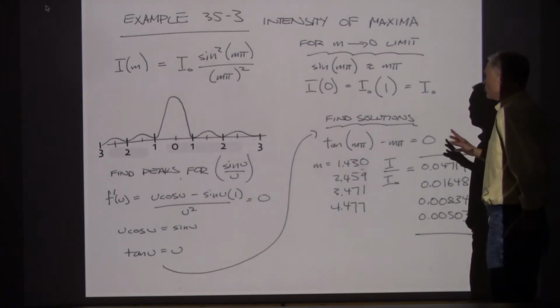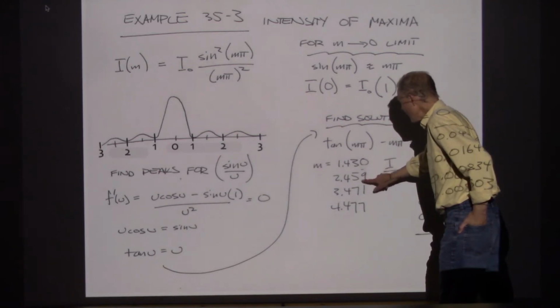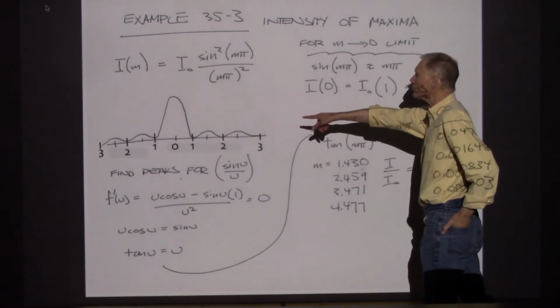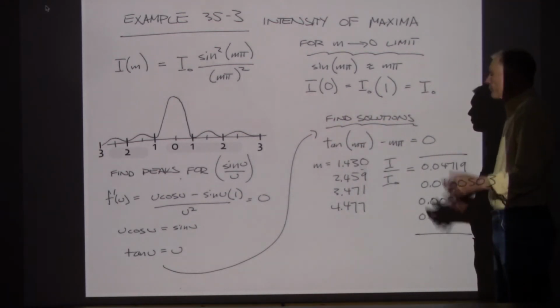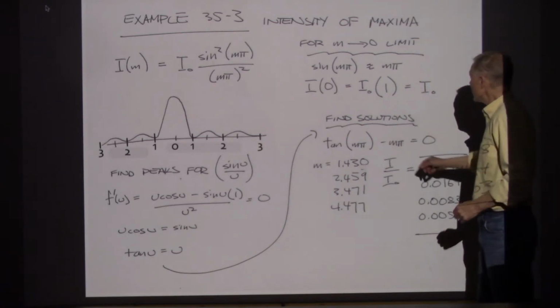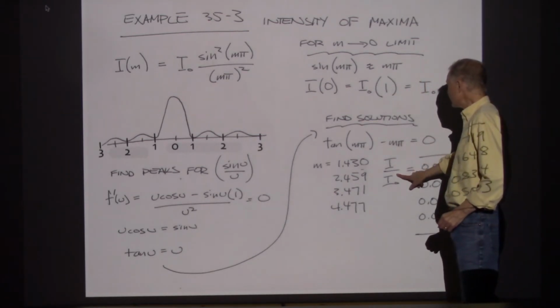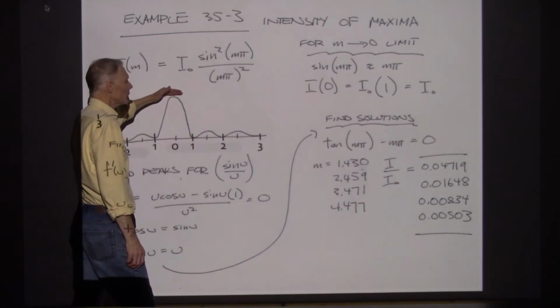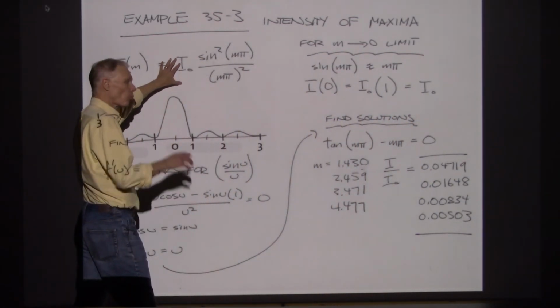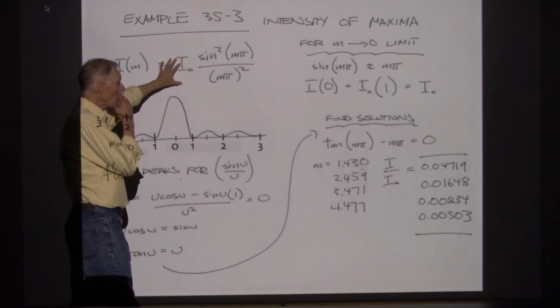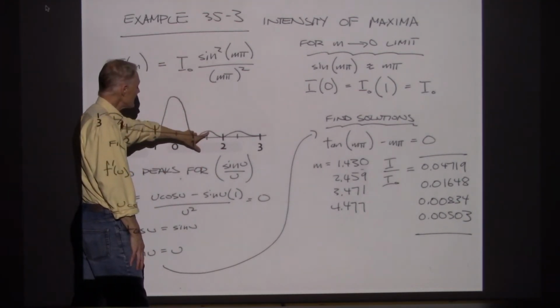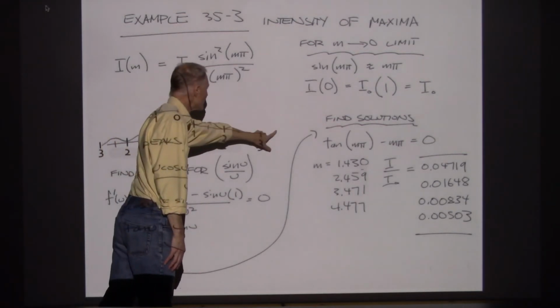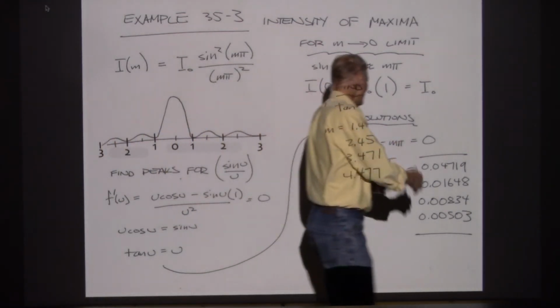Now what we can also do, once we have found the m values at each of those peaks, is use the formula and find out what the relative intensity is. If we say that the intensity right at the center is I naught, 1.00 times I naught, what's the intensity here? And what's the intensity here? And what's the intensity here? And these are the values.